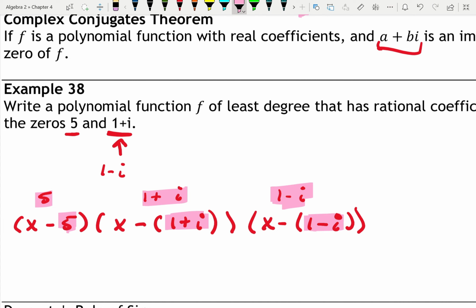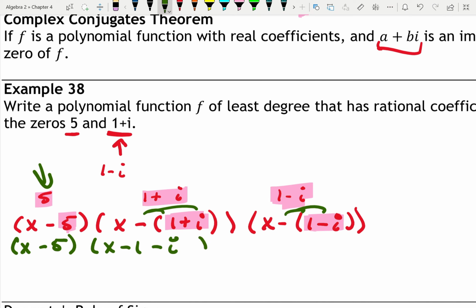Now we want to distribute, and we want to distribute it until we get back to a standard form equation. What I would suggest is leave the most simple term alone. So this first guy, the 5, he is the most simple. So I'm going to leave him alone at the beginning, and I'm going to deal with the imaginary parts. So first I'll distribute in my negatives. So I'll have x minus 1 minus i, and then x minus 1 plus i.